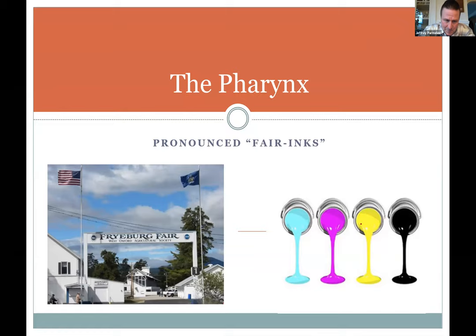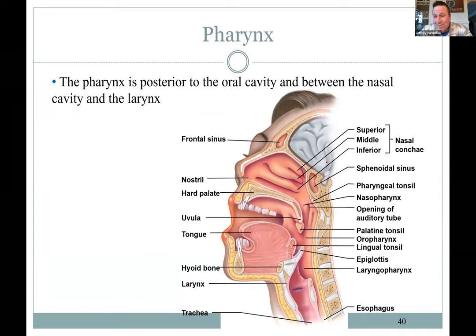All right, I'll hear people pronounce this incorrectly, and I'm not even going to say it because I do not want you guys to even think it. But pharynx, like fair-ink. All right, pharynx. This is the back of your throat, yeah, in layman's terms.